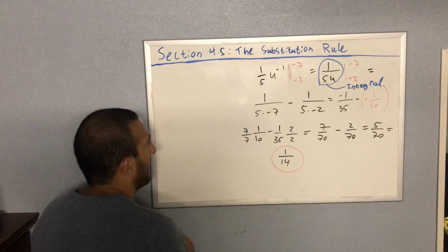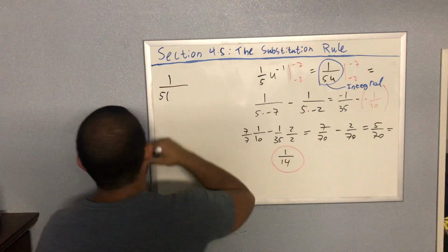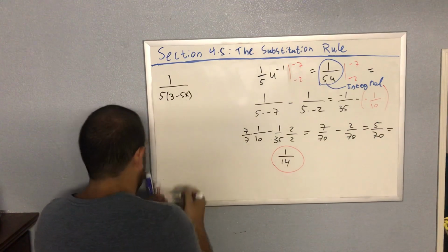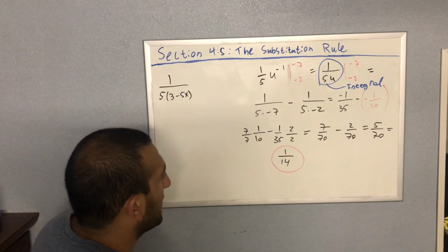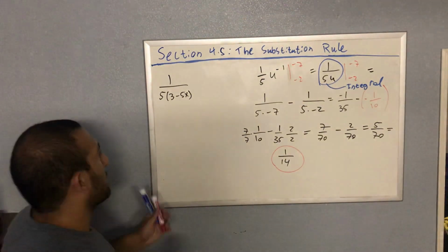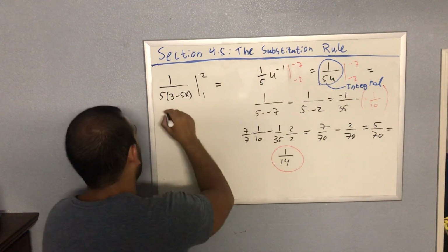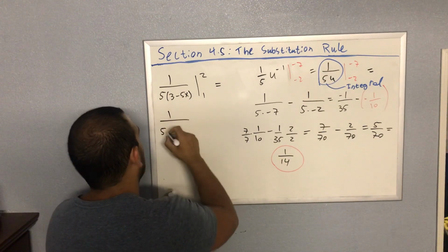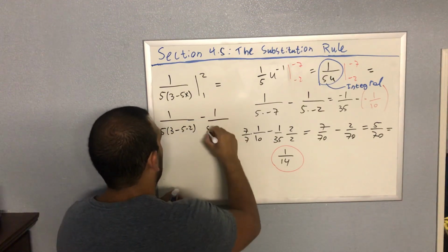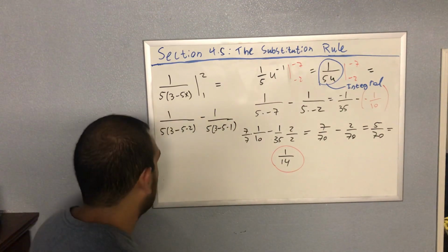So if we substitute back, we really have 1 over 5 times what was u? u was 3 minus 5x. And then now, instead of evaluating this at the new limits of integration, you could have just used the original ones, the original limits of integration, which were from 1 to 2. Okay, and let's see if we get the same answer. So this is going to be 1 over 5 times, well, you stick 2 into here, 3 minus 5 times 2, minus 1 over 5 times, when you stick 1 in here. Okay. So that's what this is equal to.